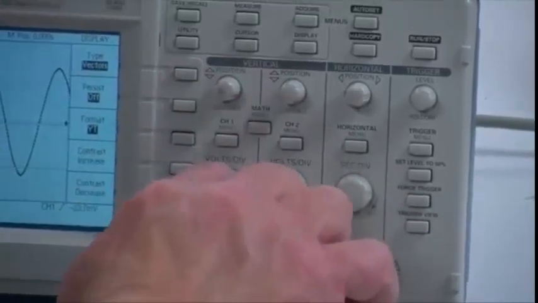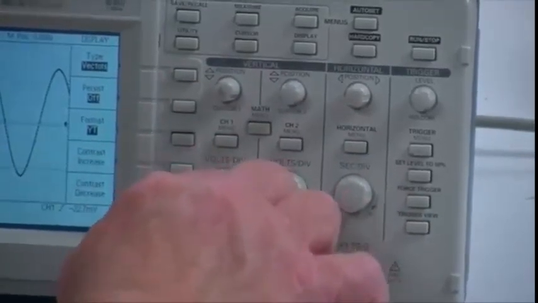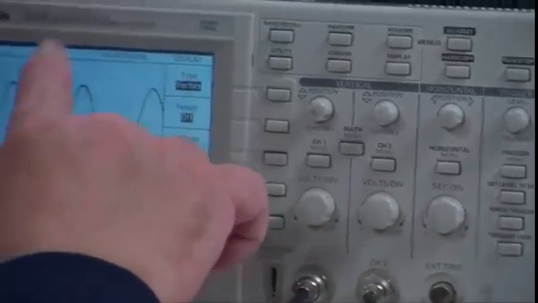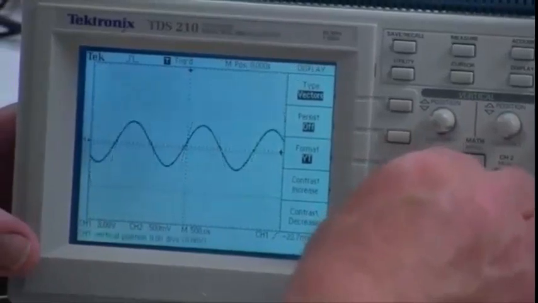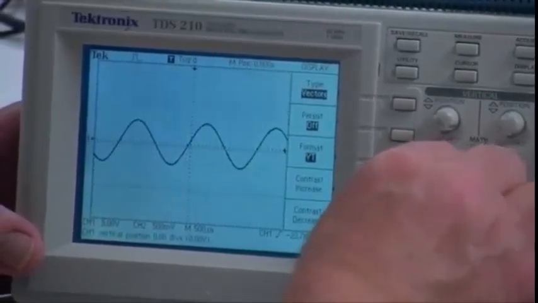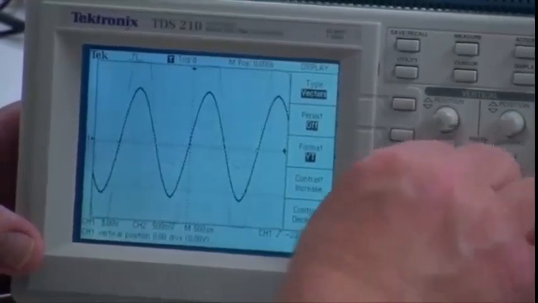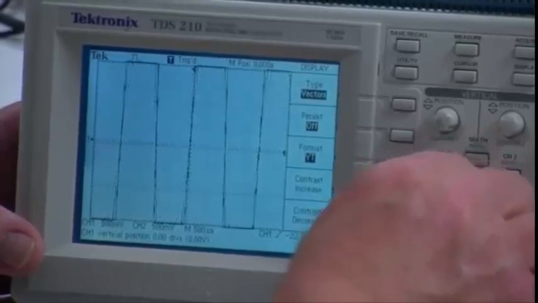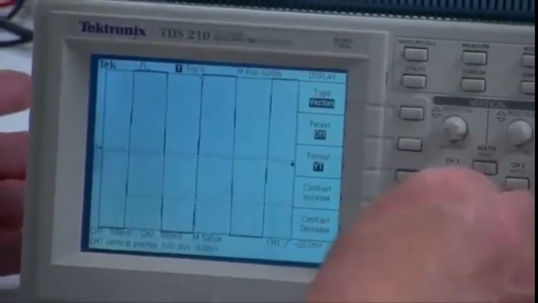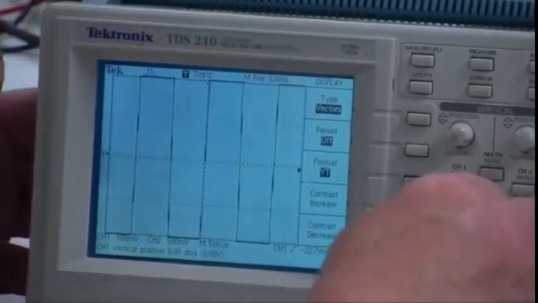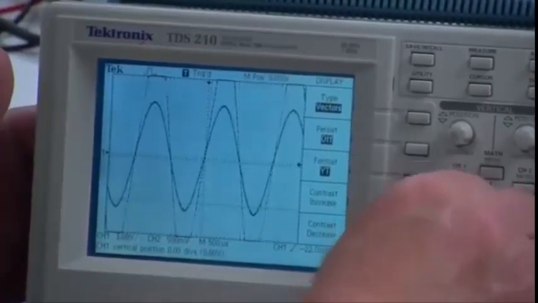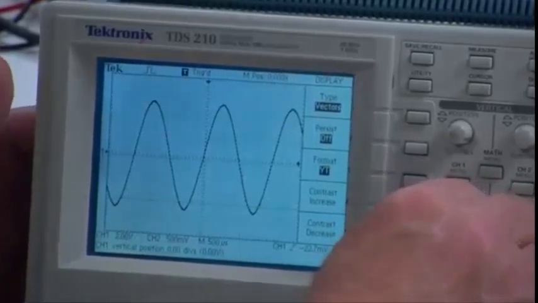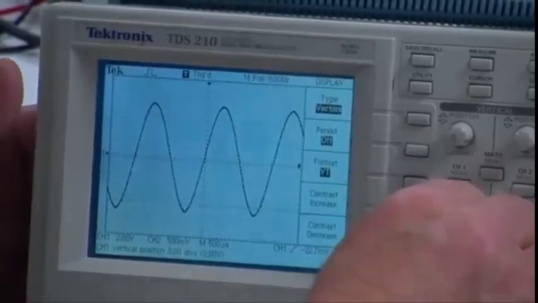This knob, the one that's marked volts per division, sets the scale of the y-axis. So I can make the signal larger or smaller. If I make it too big, it's kind of hard to see. All I'm seeing is vertical lines. So in a case like that, just simply turn it back down until you can see the signal.